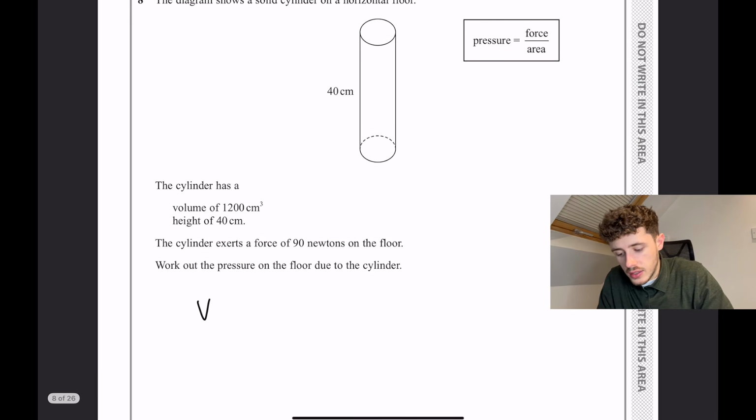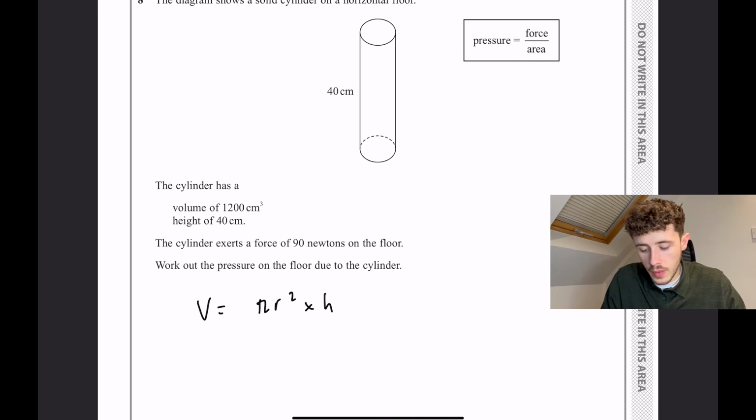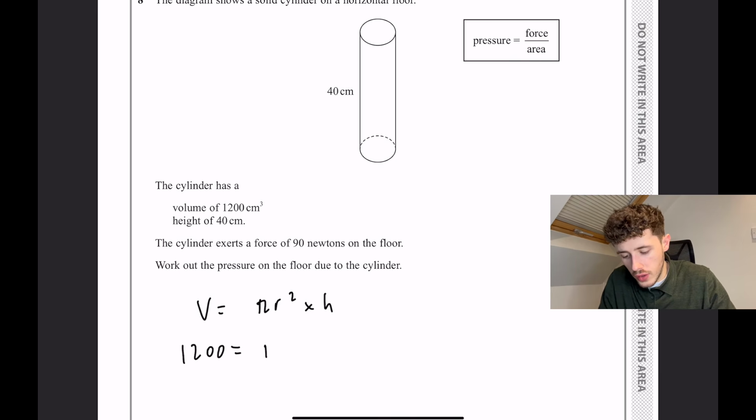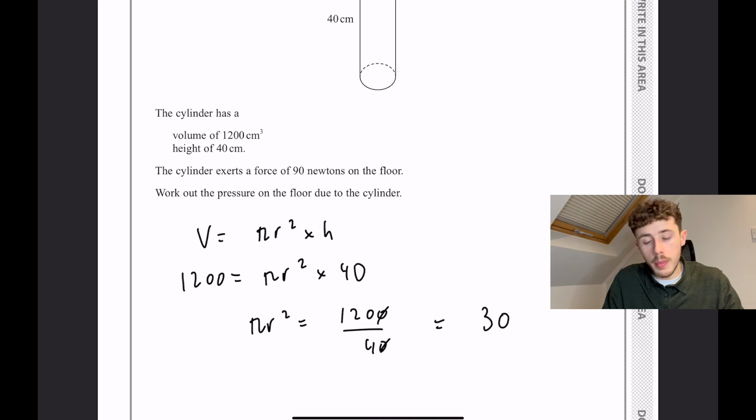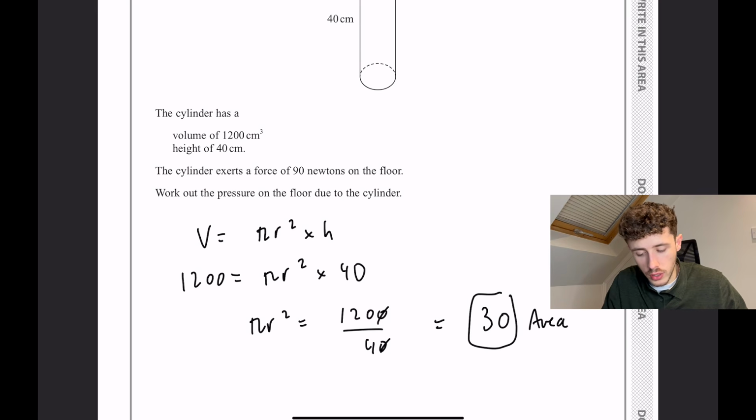A cylinder has the formula for volume of pi r squared times the height. We know the height is 40, and we know the volume is 1200. So if we fill in those numbers, through some division, we can find out that pi r squared is going to be equal to 1200 divided by 40, which if we knock off the zeros is going to leave us with 30. Pi r squared is exactly the same as our area. We don't need to work out exactly what the radius is here. So this is our area that we can use.